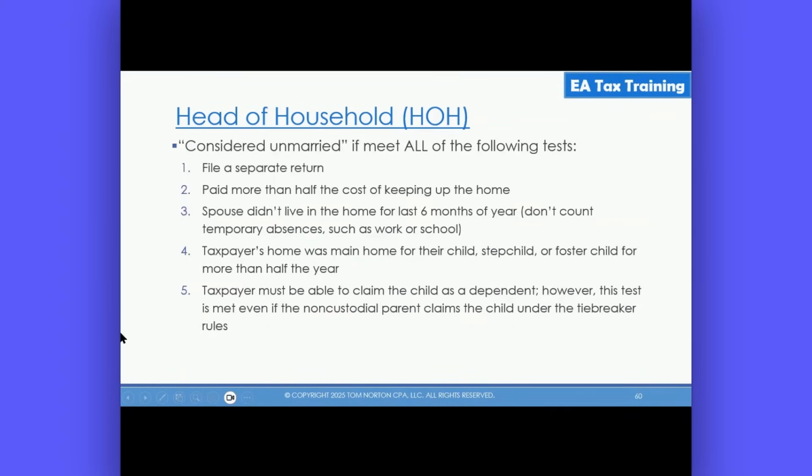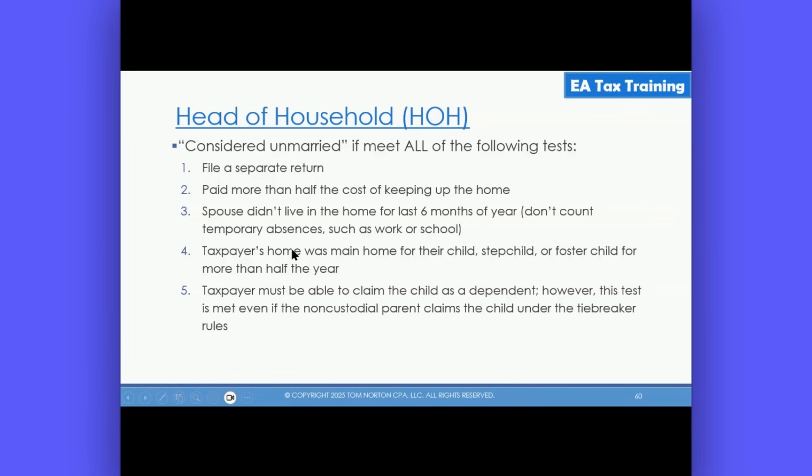So let's talk about this considered unmarried and what does that mean? Well, you'll be considered unmarried, even if you actually are legally married, if you meet all of these following tests. You have to file a separate return. You have to have paid more than half the cost of keeping up the home. Your spouse did not live in the home for the last 6 months of the year. And here, the temporary absences work in the other direction. You don't get to count temporary absences as meaning the spouse did not live in the home for the last 6 months of the year.